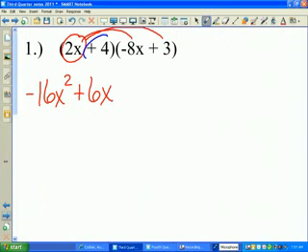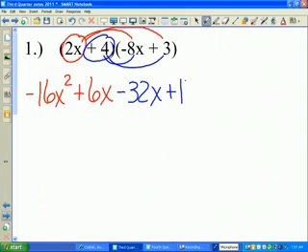So after we do that one, then we got the +4, and we're going to distribute that. So 4 times a -8 gives me a -32x. 4 times a +3 gives me a +12. And hopefully we all notice that inside this parenthesis, we have our like terms. So it's a +6 minus 32.